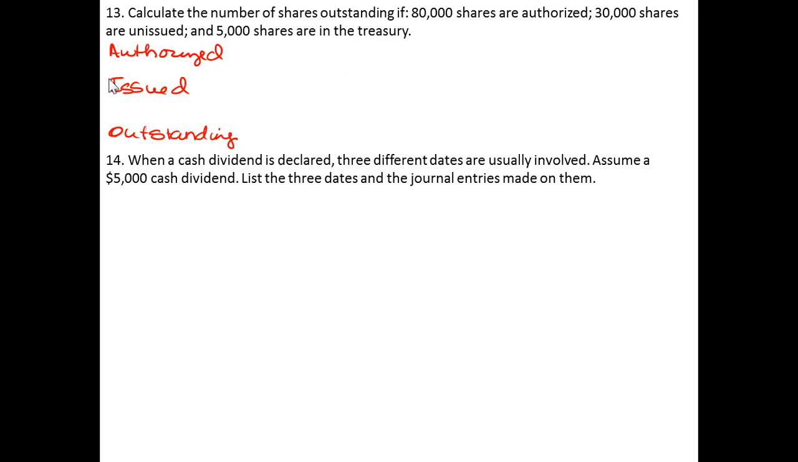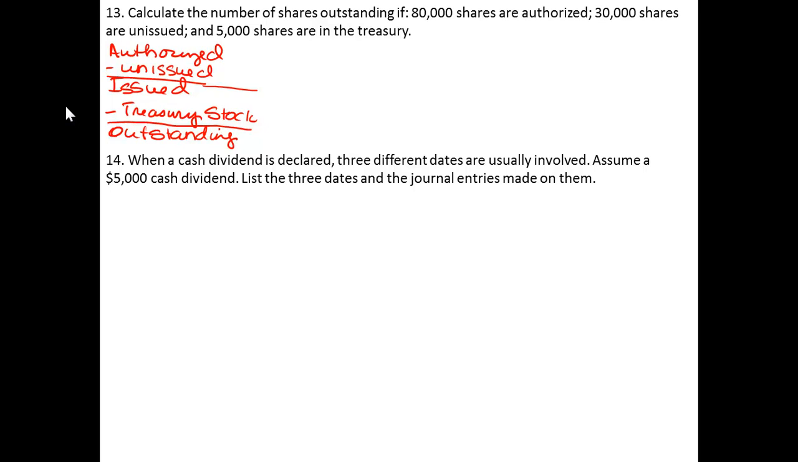Now, the difference between authorized and issued are those shares that are unissued. And the difference between the shares issued and the shares outstanding are the treasury stock. In other words, the shares that were purchased by the company in the outside stock market or financial markets and held themselves.